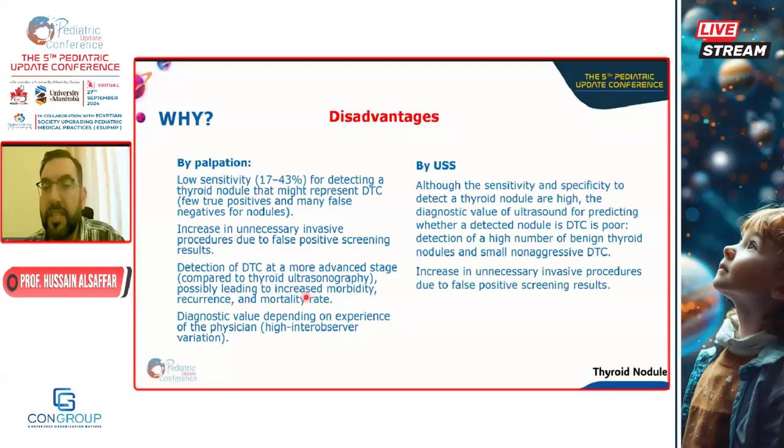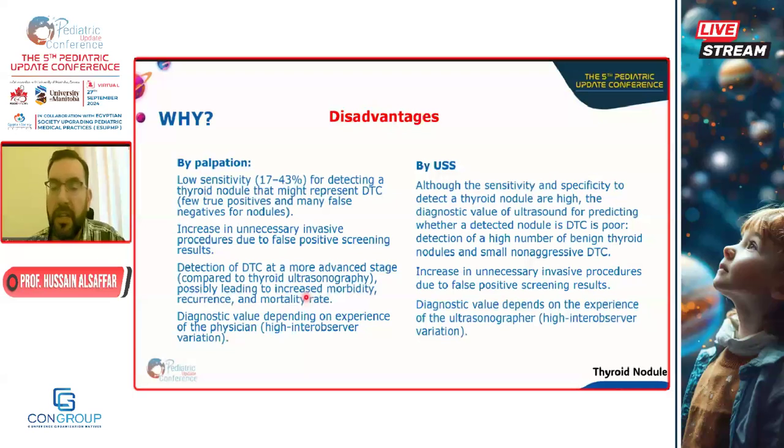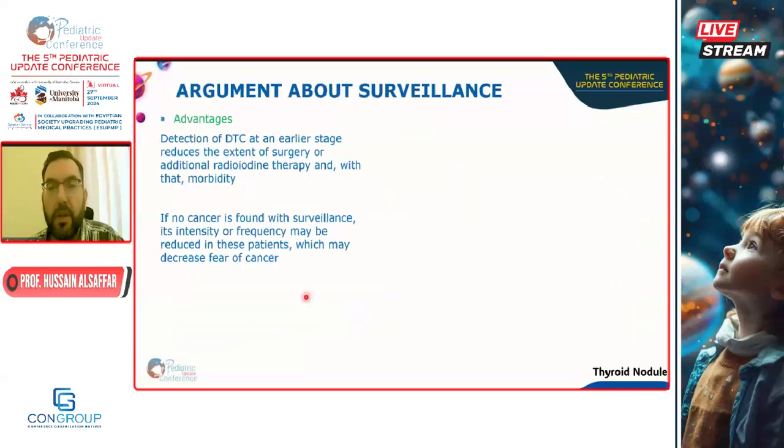Therefore, if you detect something, perhaps you have a knee-jerk reaction, and that increases the unnecessary invasive procedures due to false positive screening results. Diagnostic value depends on the experience of the ultrasonographer as well, in differentiating, for example, between an anaplastic nodule or fully differentiated carcinoma. So overall, the argument is still going on about whether to do this surveillance and how to do it: palpation of the neck or ultrasound.